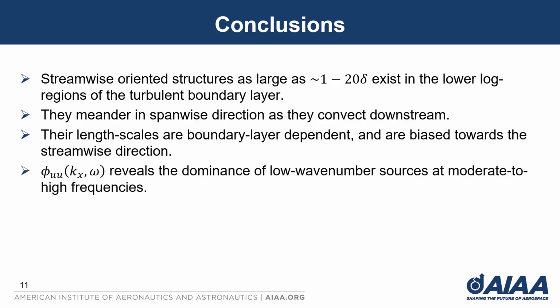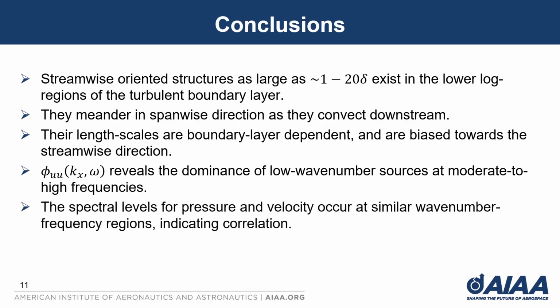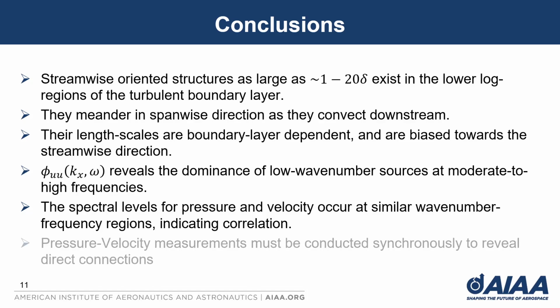The wave number frequency spectra of the velocity fluctuation reveals the dominance of the low wave number sources at moderate to high frequencies. The spectral level for pressure and velocity occur at similar wave number regions, indicating correlation. However, the pressure and velocity measurements must be conducted synchronously to reveal direct connections between the sources of the pressure fluctuations.